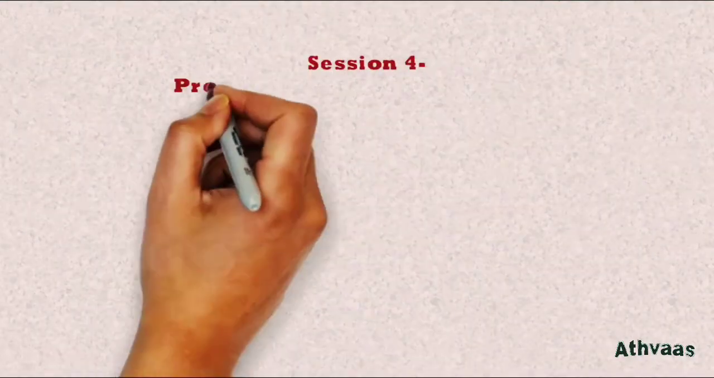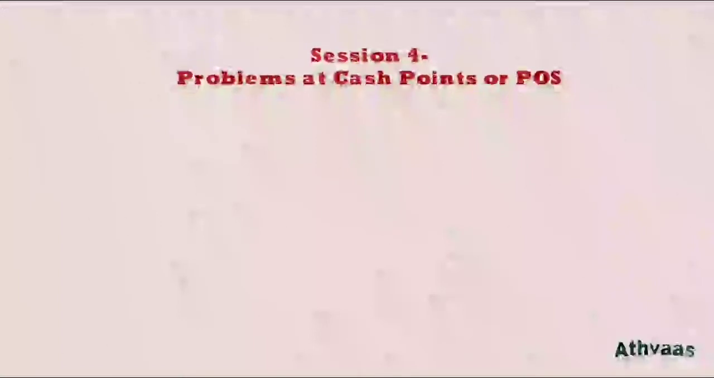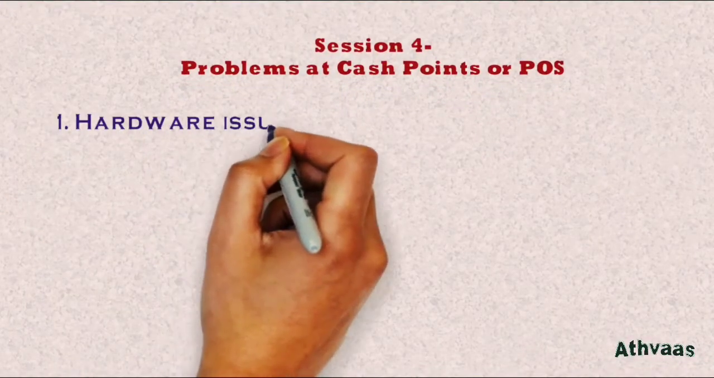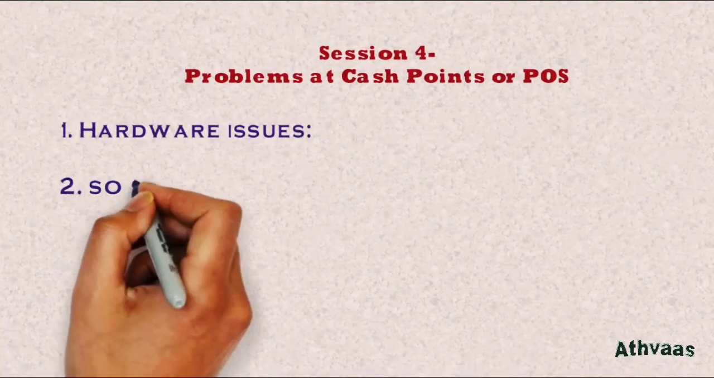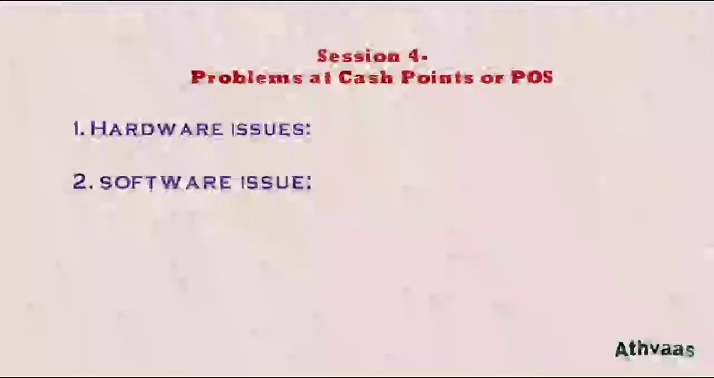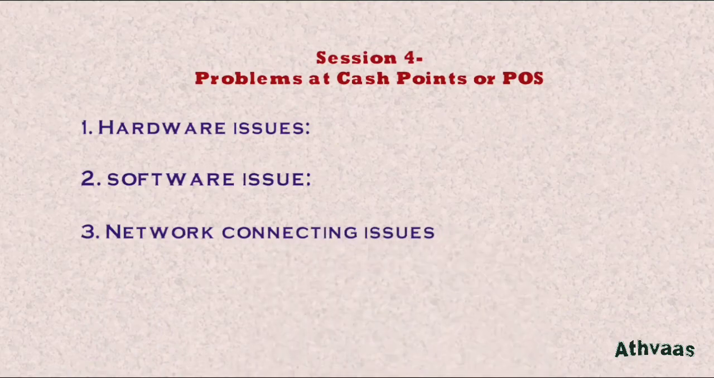Moving on to our next topic, which is problems at cash point or point of sale. The first problem may be with the hardware part. The systems we place at the POS may be having some issues. The second one is software issues. The software may be jammed or not working or outdated. Another problem may be with the network. The network may not be working properly. There will be a problem with servers or routers, and the last problem is user errors.